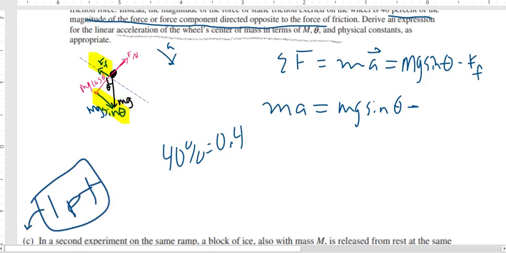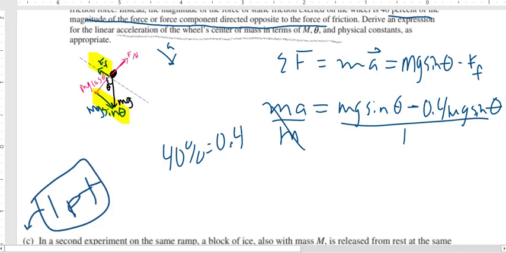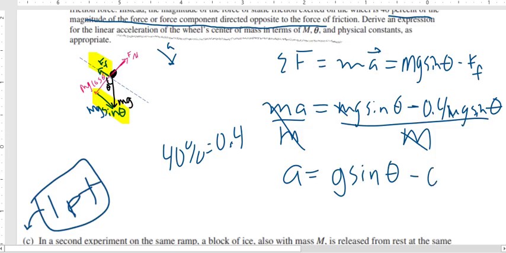Okay, it's basically 4/10. So this would be 0.4 mg sine theta. And then you want to solve for acceleration, so you would divide by mass. Divide all this by mass. Since they both have mass in them, that can go away. So acceleration should be g sine theta minus 0.4 g sine theta.